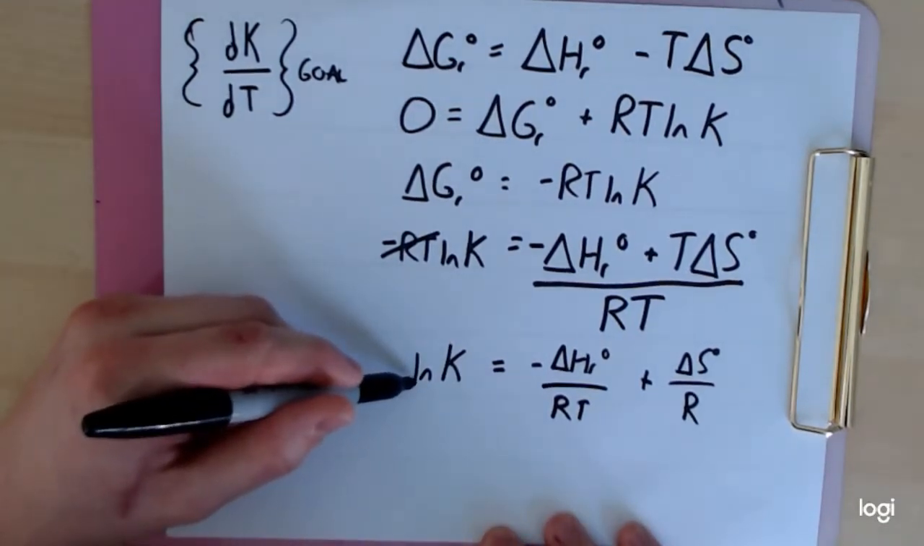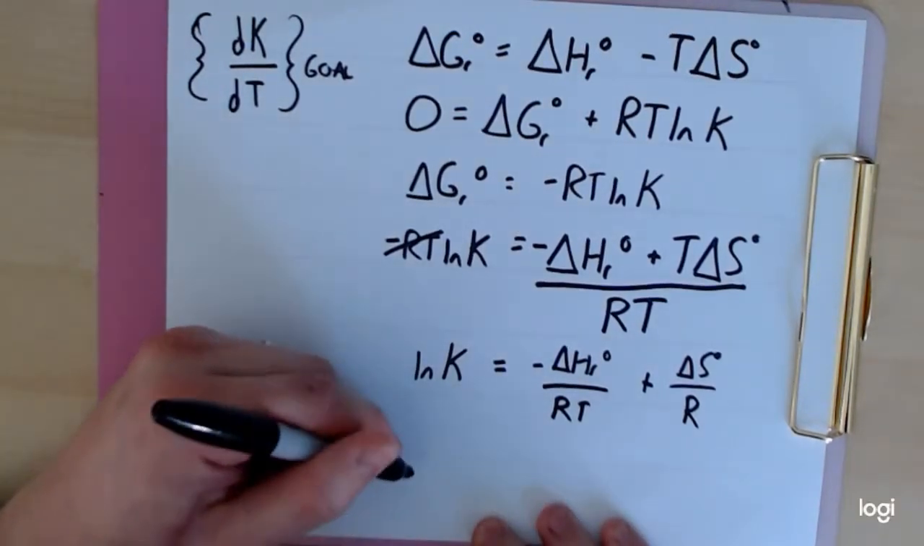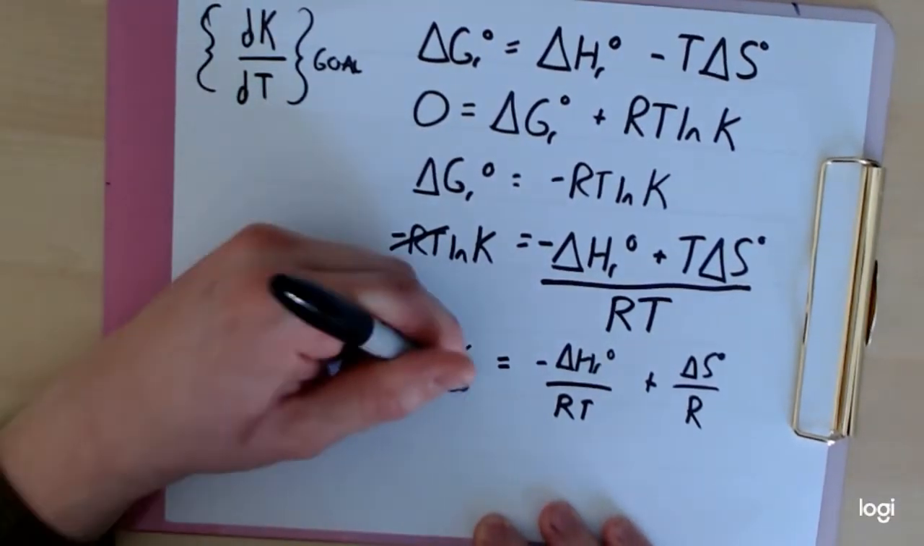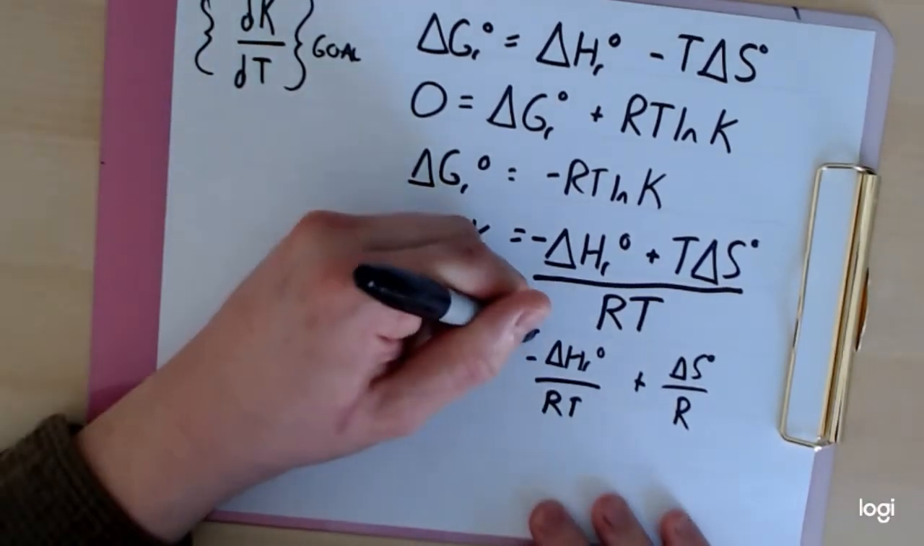Okay, so now where can we go from here? Well, we have k isolated on one side. It's in its logarithmic form, but that's still useful for us. Let's just take the derivative of both sides with respect to temperature.